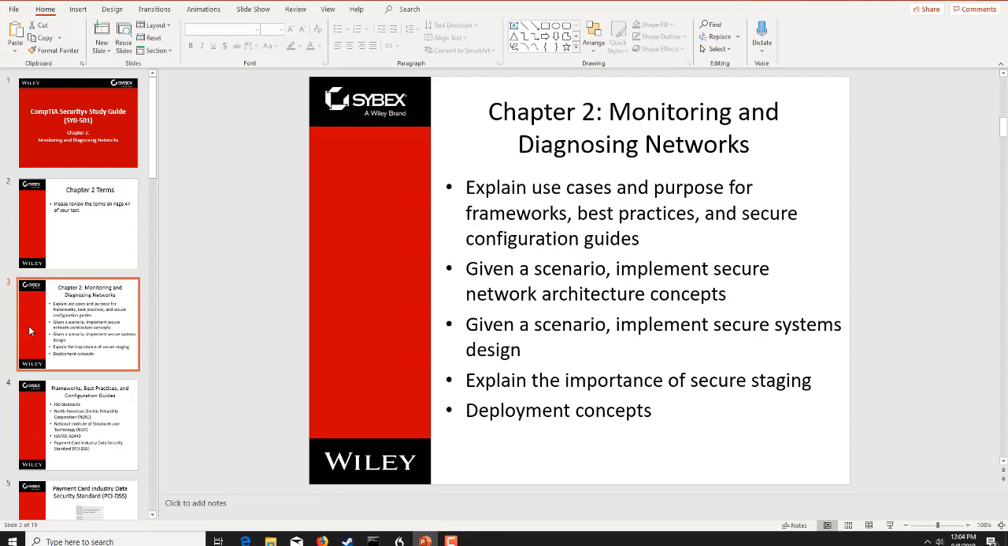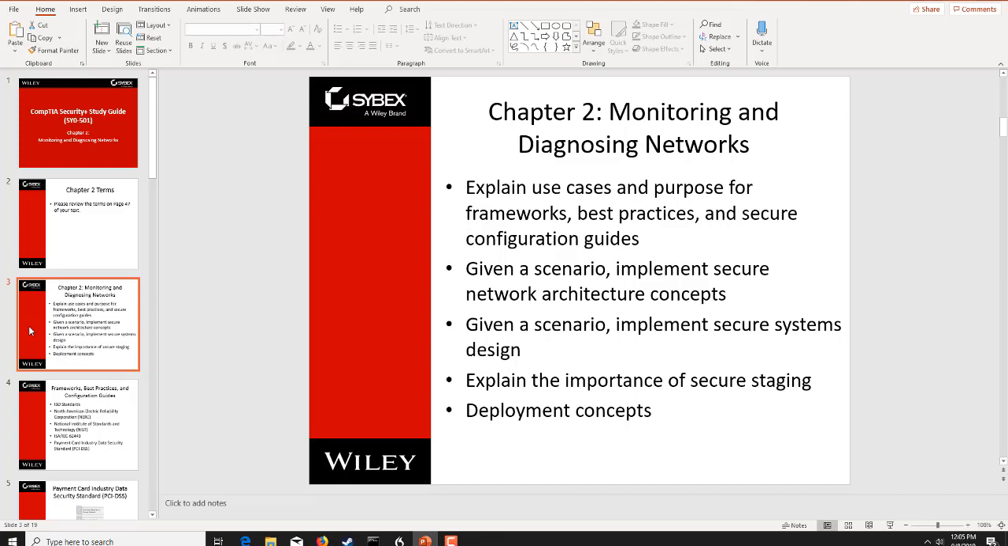Basically, we're going to look at cases and the purposes for using different frameworks and different guidelines and best practices that help us to ensure that we have a secure environment. Now, these frameworks and practices are only as good if you follow them and you have actual practices that follow them. Anybody can write anything down on paper. That's really easy to do. But following through is the hard part.